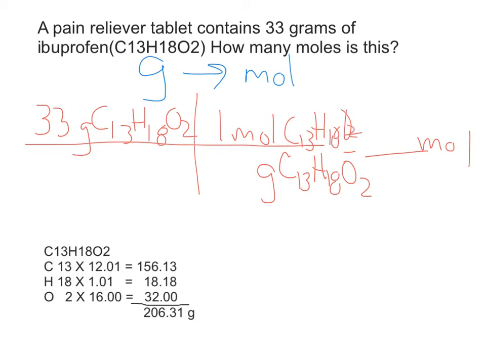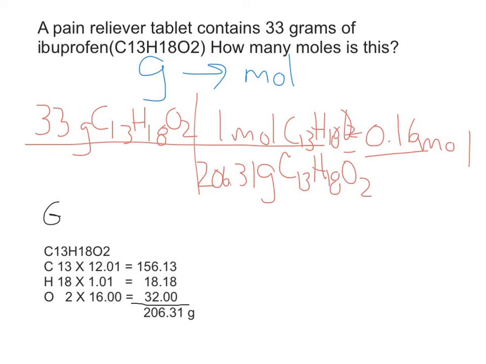So we need to get the grams. What you will do is move over here to the side, and look at what I calculated down here. I took C13H18O2, so 13, 18, and 2. I multiplied by the masses from the periodic table and found the molar mass to be 206.31. So that number is going to go in this area right here. 206.31. So we can see that it's a division problem. 33 divided by 206.31 will give us 0.16 moles.